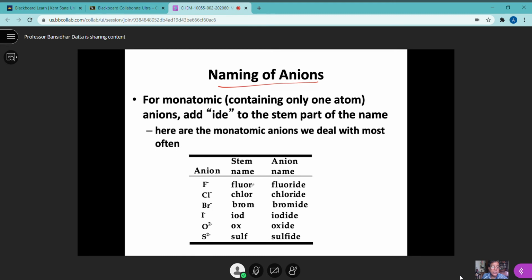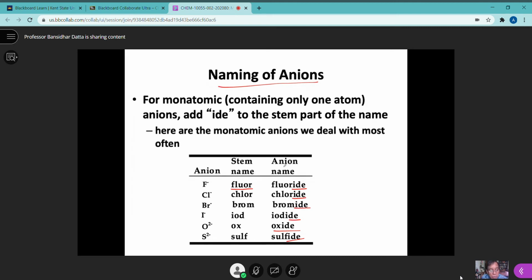Remember fluorine is fluorine, but it is an ion now. So use the stem name, fluor, add the -ide: fluoride. Same thing, chlorine, chlor, chloride. Bromine, brom, -ide, bromide. Iodine, iod, -ide, iodide. Oxygen: group 6A, and oxide, -ide. Sulfur, sulfide. So that's basically the naming of the anions.